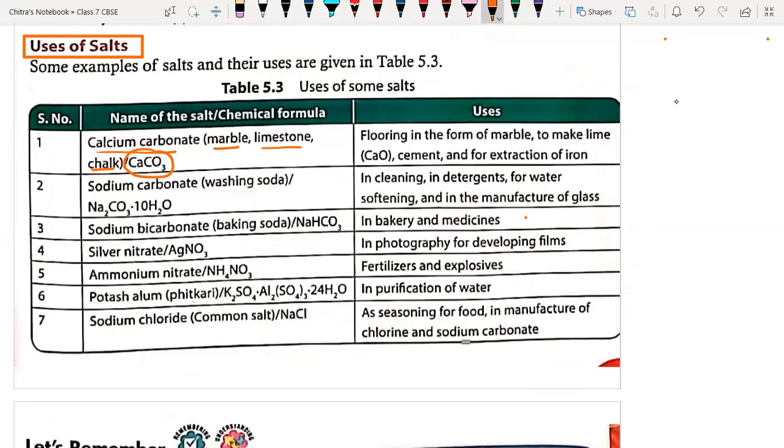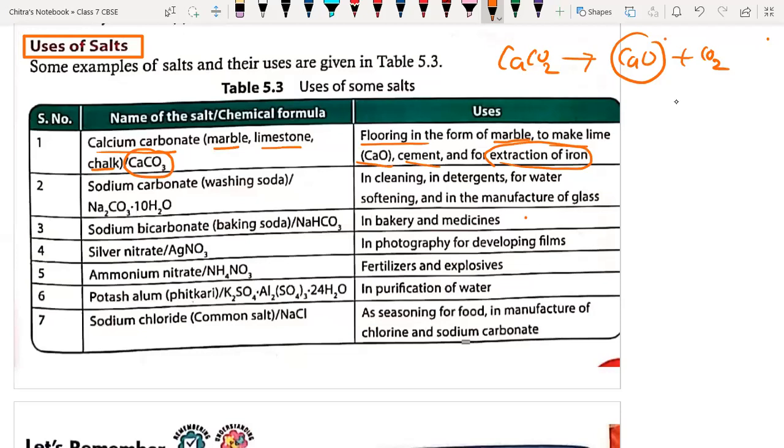So where is it used? It is used for flooring in the form of marble. It is also used to make lime. You know that we make calcium oxide using calcium carbonate. We heat calcium carbonate at a very high temperature, and it gives CaO along with carbon dioxide. This is called lime. In cement factories we use calcium carbonate, and also in the extraction of iron.